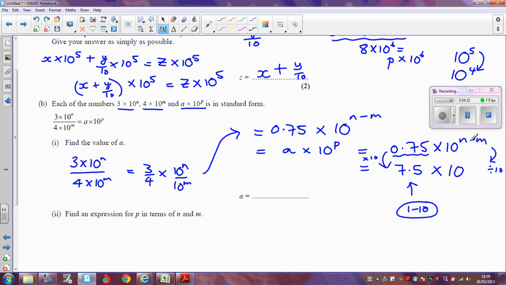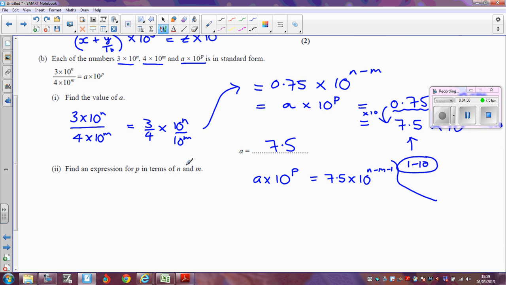So this 10 to the power n minus m, to make the power divide by 10, I'm going to have to subtract 1 from the power. So I've now got the fact that a times 10 to the power p, which is in standard form, is equal to 7.5 times 10 to the power n minus m minus 1. So by comparison, a must be 7.5. And the last bit says, find an expression for p in terms of n and m. Well, if I just compare these, p must be just n minus m minus 1.